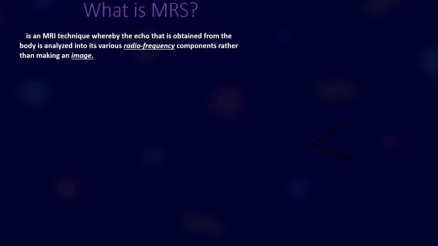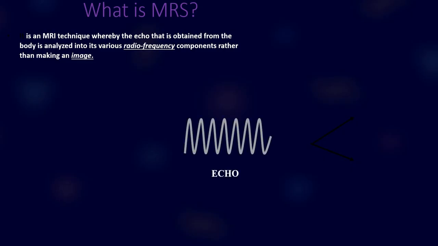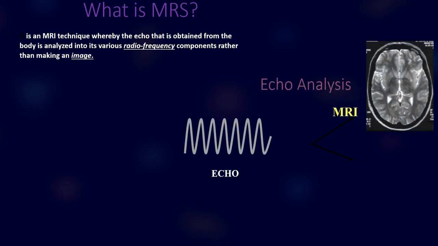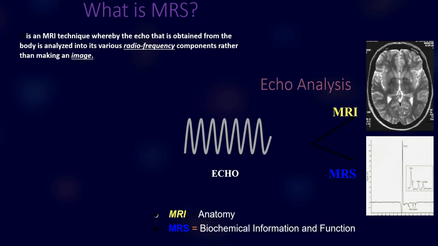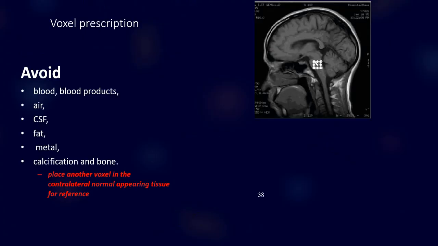What about the spectroscopy? Spectroscopy is a technique to measure intracellular metabolites, whereby the echo is obtained from the body's analysis by the radio frequency component rather than making an image. So in conventional MR, the echo is transferred to an image; in MRS it's transferred to a curve. Conventional MR gives anatomical data, but MRS gives biochemical information and function.